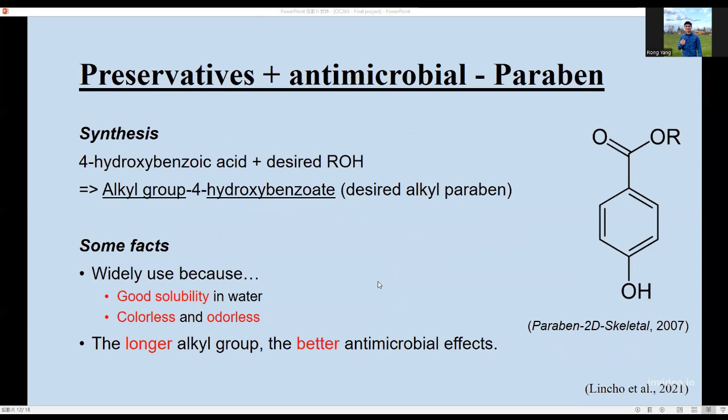Another ester, paraben, acts as a food preservative with antimicrobial effect. Synthesizing paraben involves 4-hydroxybenzoic acid with desired alkyl groups, and we can get the desired alkyl paraben after that. Some facts about paraben: it is widely used because of its good solubility in water, which does not alter any properties of the product. Also, it is colorless and odorless. The longer the alkyl group the paraben has, the better the antimicrobial effect it has.